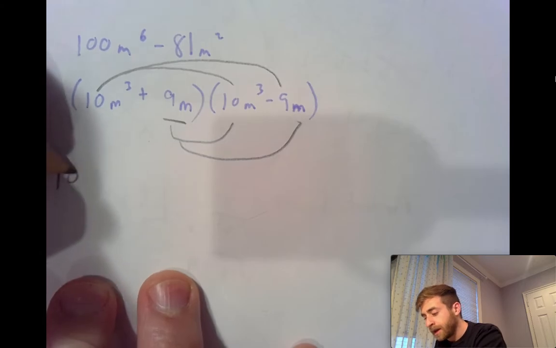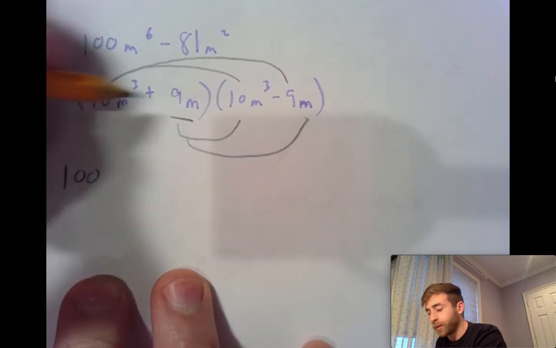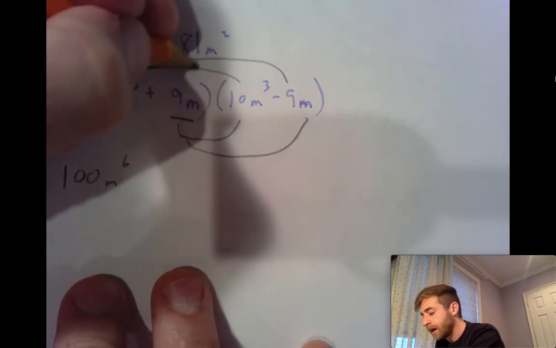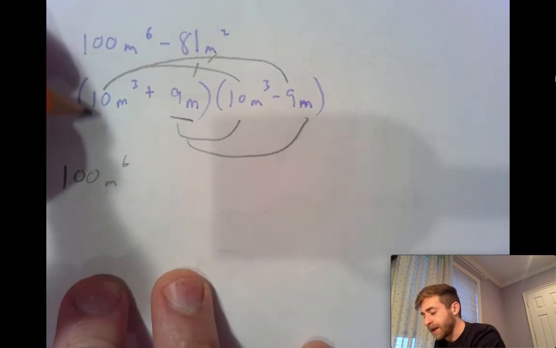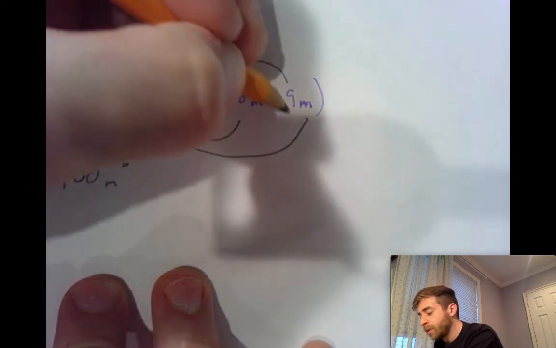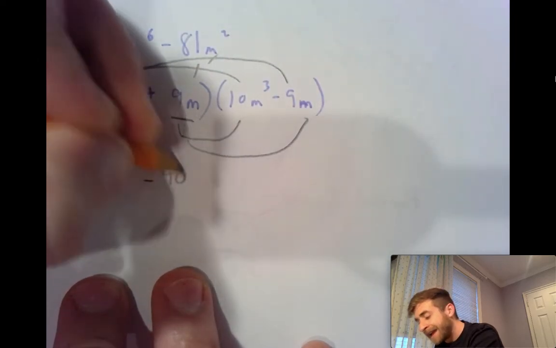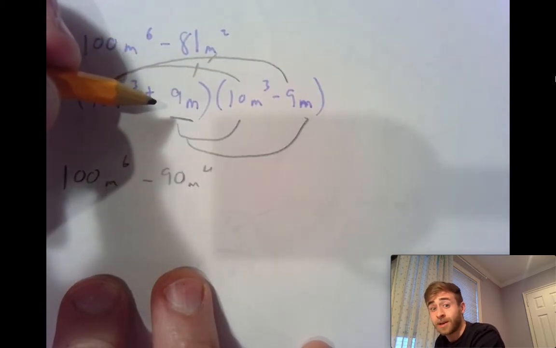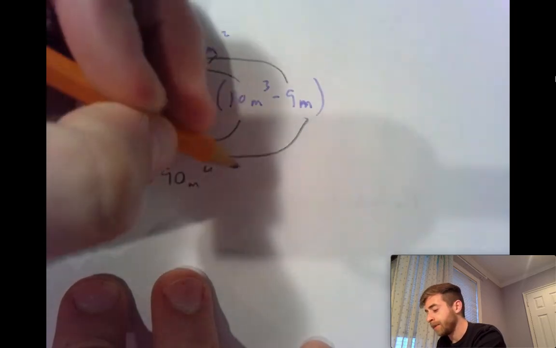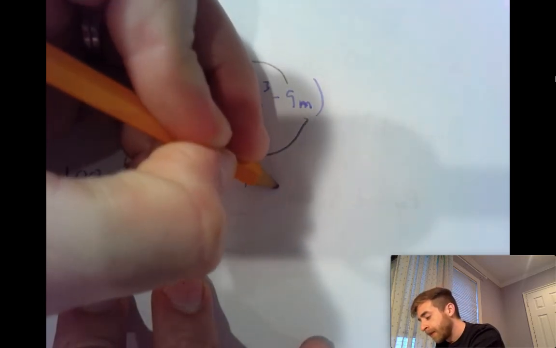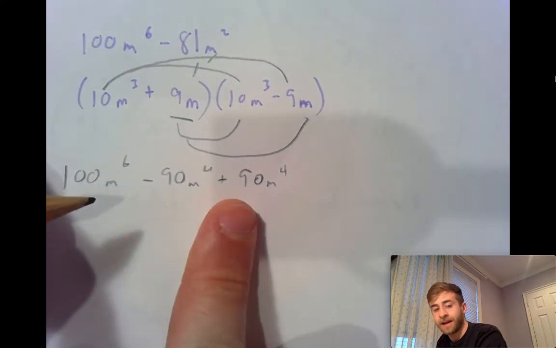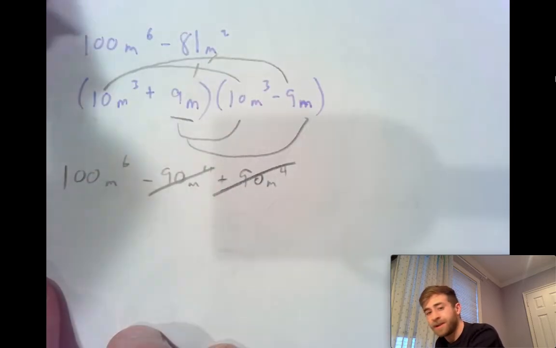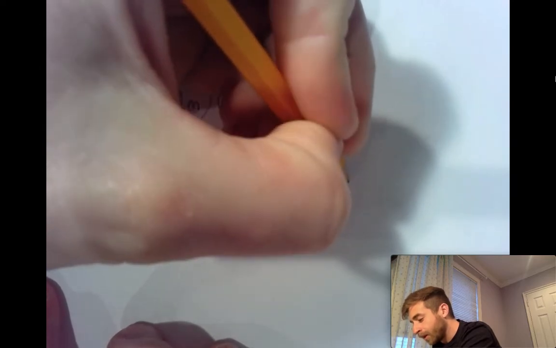10 times 10 is 100. M to the power of 3 times m to the power of 3 becomes m to the power of 6. I add exponents when I multiply like bases. That's just that first one. 10m cubed times negative 9m is going to be negative 90 m to the power of 4. And we know that that's just going to get canceled out by this next thing we're about to do right here. 9m times 10m cubed is going to be plus 90 m to the power of 4, and we see that I've got a negative 90 and a positive 90 m to the power of 4. Those two like terms are going to cancel. And then we're left with 9m times negative 9m, negative 81m.